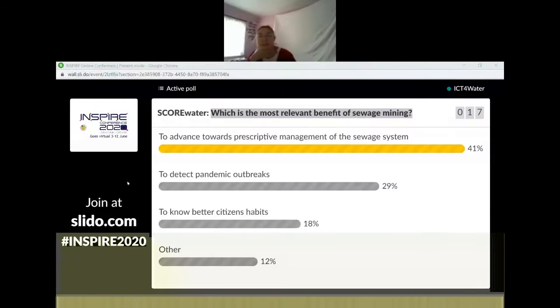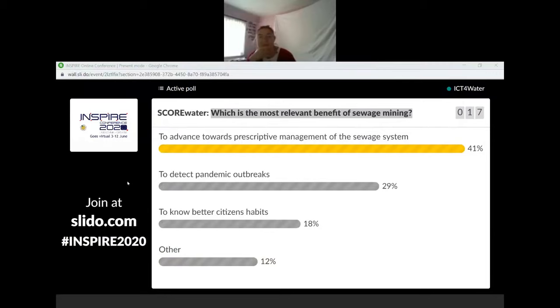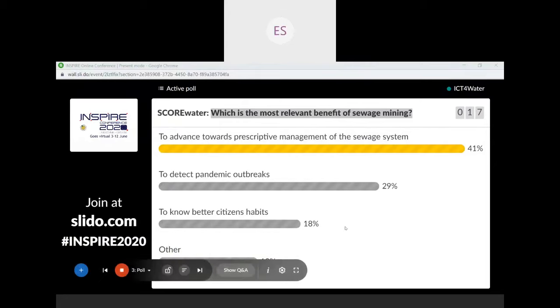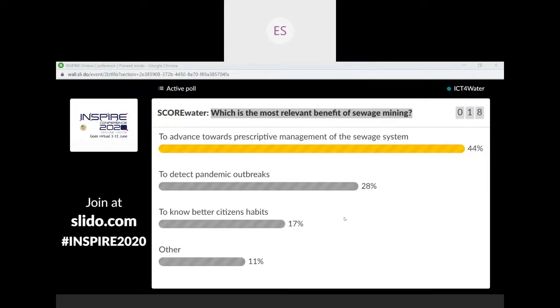And Edgar, maybe you want to comment on the replies as soon as they come. It's an opinion. Depending on the interest of the different stakeholders, you can think that it's better to advance towards prescriptive management. But maybe some people, the people more related to health, think that the best option is to dedicate first to advance towards the understanding and detect the pandemic outbreaks, taking advantage of the sewage. Yeah, it's only to know the opinion of the different people.